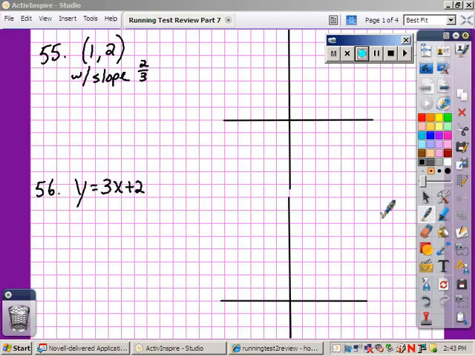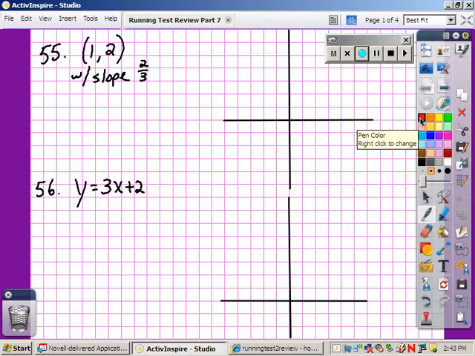Okay, so we're on to page 7 of the running test review. The majority of your tests will come from problems like these, but will probably be slightly more complicated, more like the ones we've done most recently. So this is going back to how to graph linear equations, given a whole bunch of different information. So this one gives you a point and a slope.